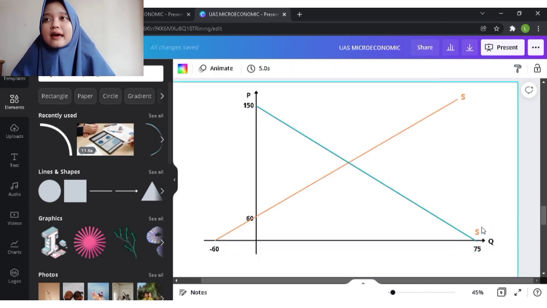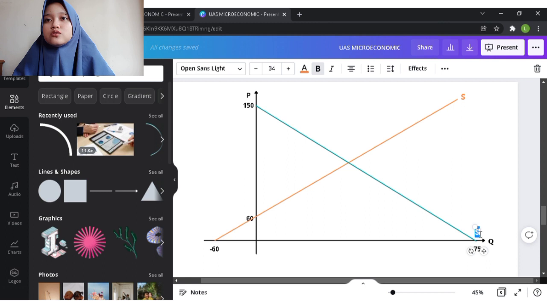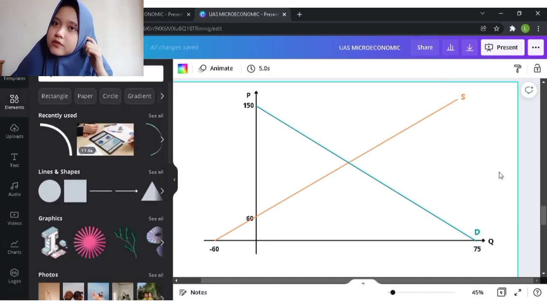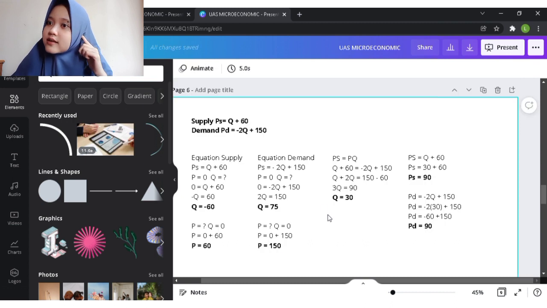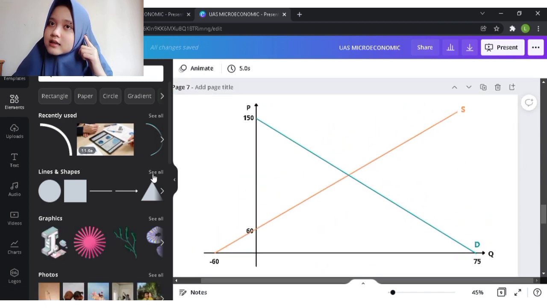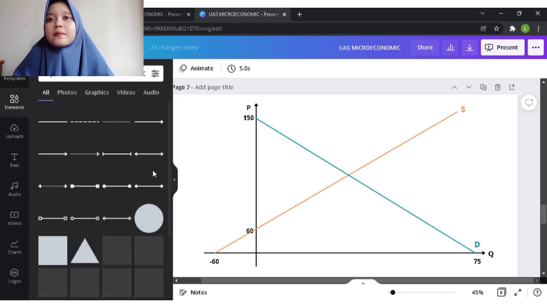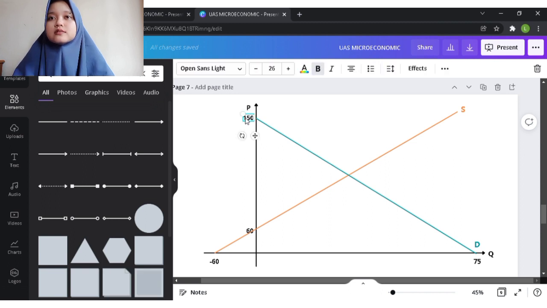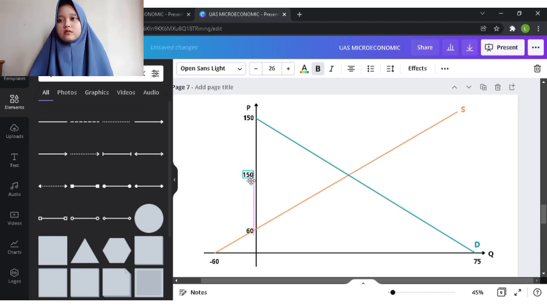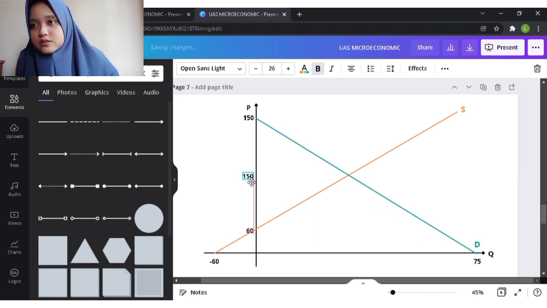After that, we draw the equilibrium line based on the equations that we have done. From the equations above, we got that the equilibrium quantity is 30 and the equilibrium price is 90. So we draw up. Its price is 90 and the quantity is 30.